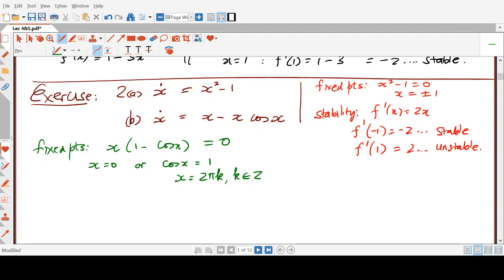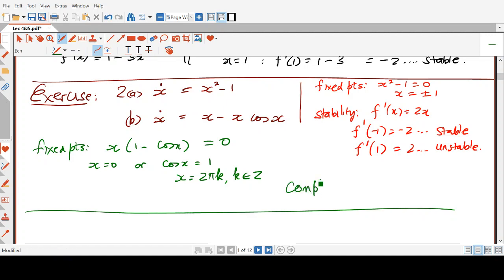And now you need to discuss the stability. I'm going to leave you at that stage because there's an infinite number of fixed points: 2 pi, 4 pi, 6 pi, 8 pi, 10 pi, 12 pi, and minus 2 pi, minus 4 pi, minus 6 pi. There's lots of them, right? You discuss it yourself and see what you come up with. I want you to complete that yourself.